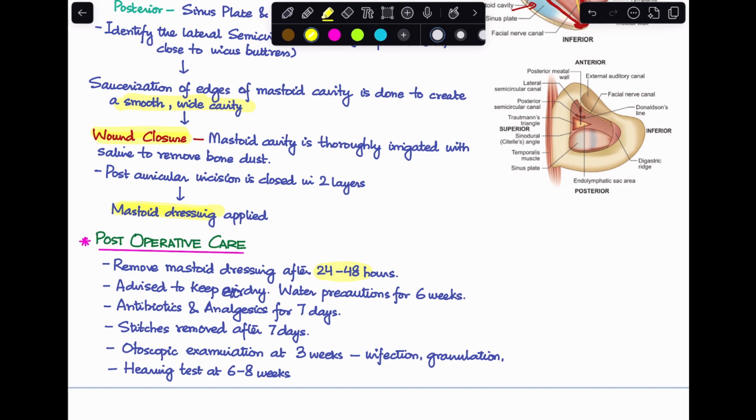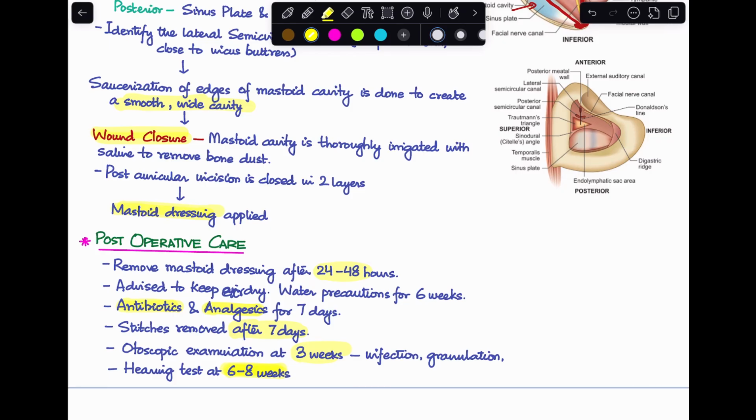Next, the antibiotics that you usually give before surgery are continued for the next 7 days, and analgesics are also prescribed. The stitches that we have put are removed about 7 days later. We perform our first otoscopic examination at the end of 3 weeks and check for any kind of infections or granulations. And lastly, we'll perform a hearing test at about 6 to 8 weeks after surgery. So that's all the post-operative care that you take.